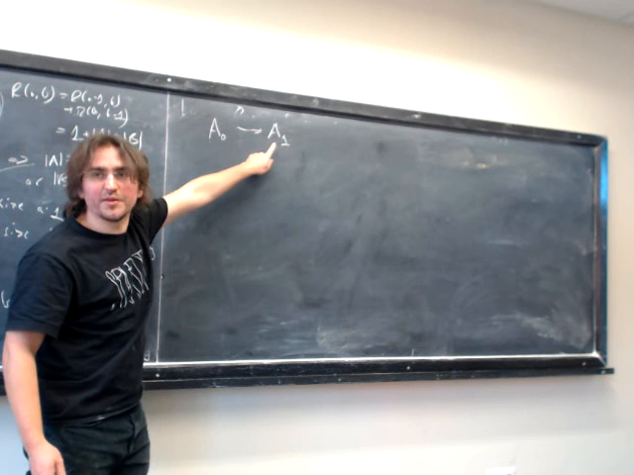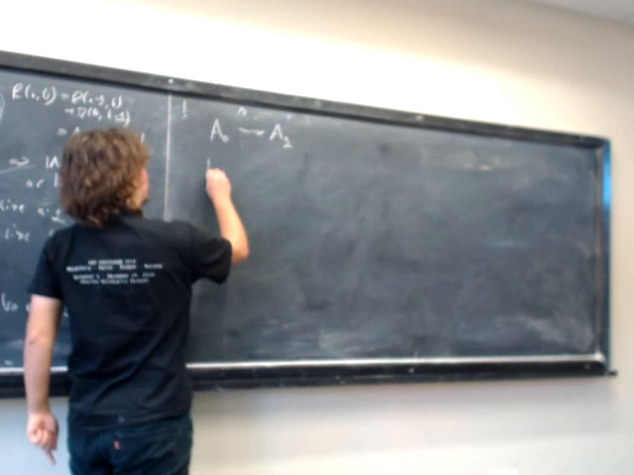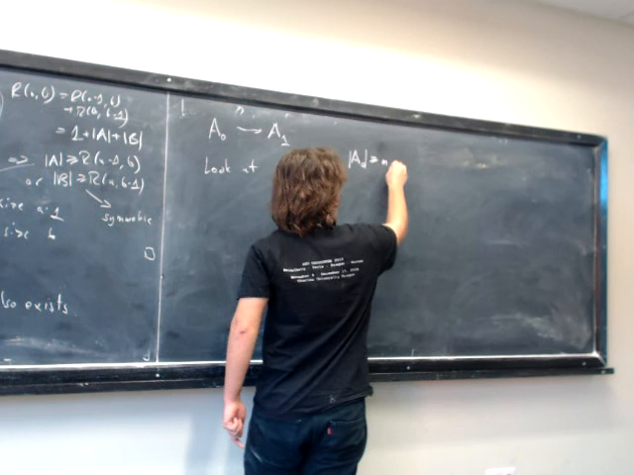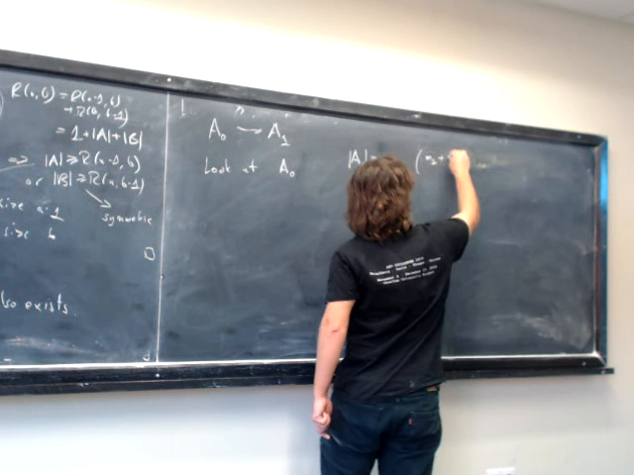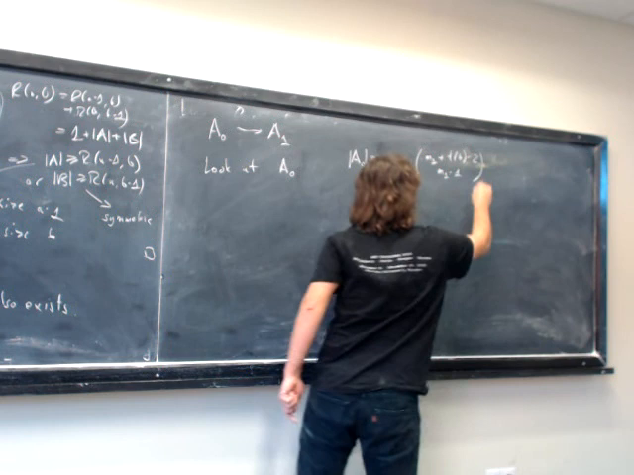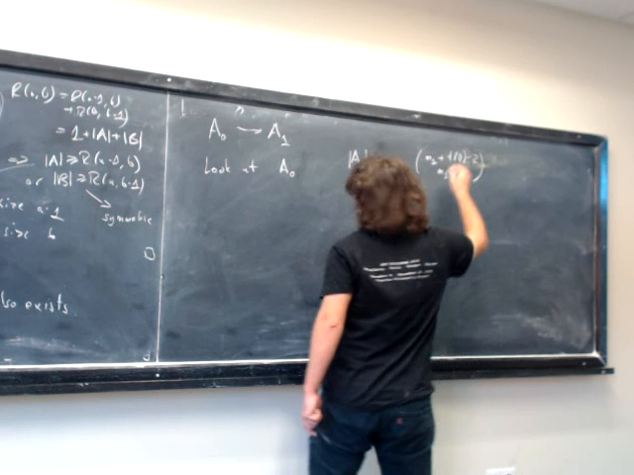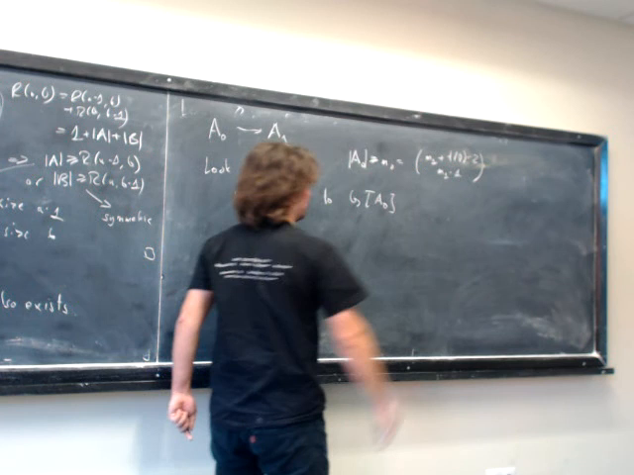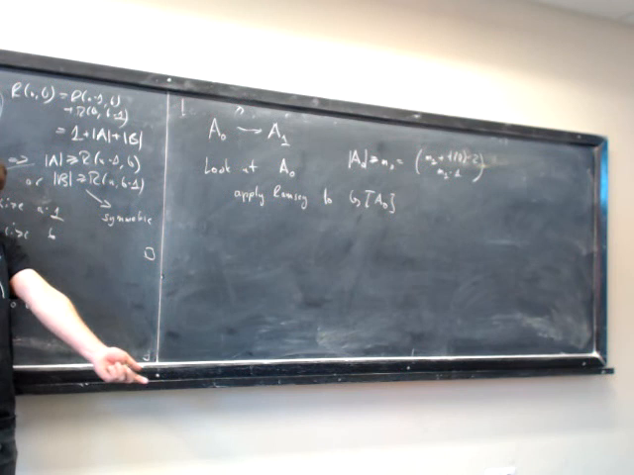So look at A0. Suppose that the size of A0 is at least M0, which will be M1 plus T of 0 minus 2, choose M1 minus 1. And apply Ramsey to the subgraph induced by A0. I just look at those vertices and I apply Ramsey there. And I apply Ramsey to the color there is an edge and the color there is no edge.